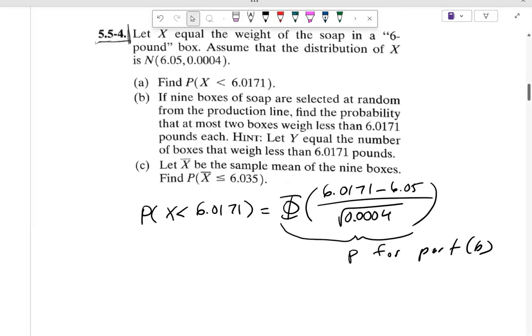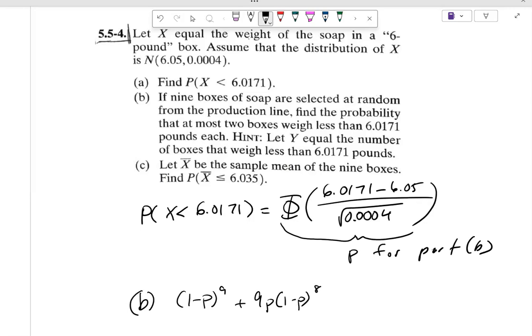So in part B then, we want at most 2, right? So you would have none, which would be (1 - P)^9, right? That would be none of them, wouldn't it? Plus 9P(1 - P)^8. That would be exactly one of them. And the next one would be 9 choose 2 P^2 (1 - P)^7.